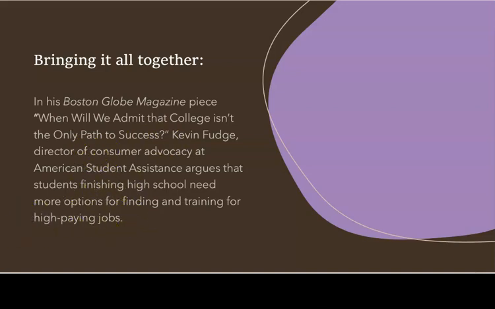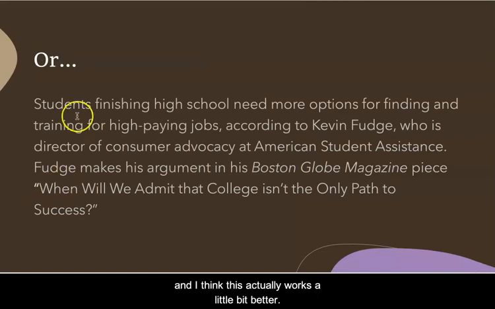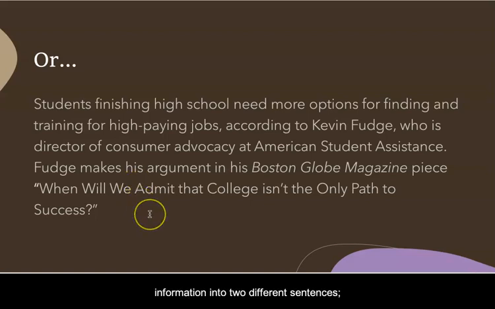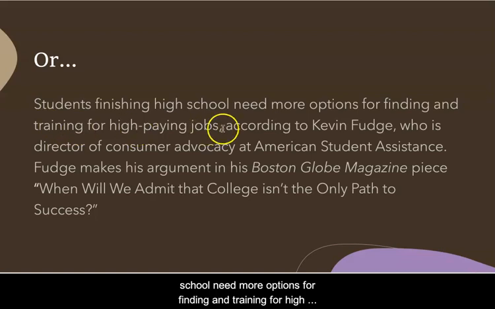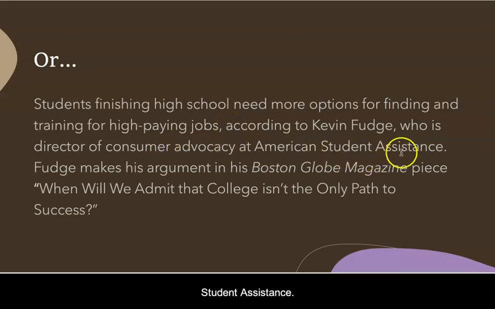I want to show you another way to do this, and I think this actually works a little better. This is when we divide up all of that technical information into two different sentences. I'd like to see you do this. We're going to put the argument he makes right up front. Students finishing high school need more options for finding and training for high-paying jobs. And I'm going to put this little signal phrase introducing Kevin Fudge: According to Kevin Fudge, who is Director of Consumer Advocacy at American Student Assistance.